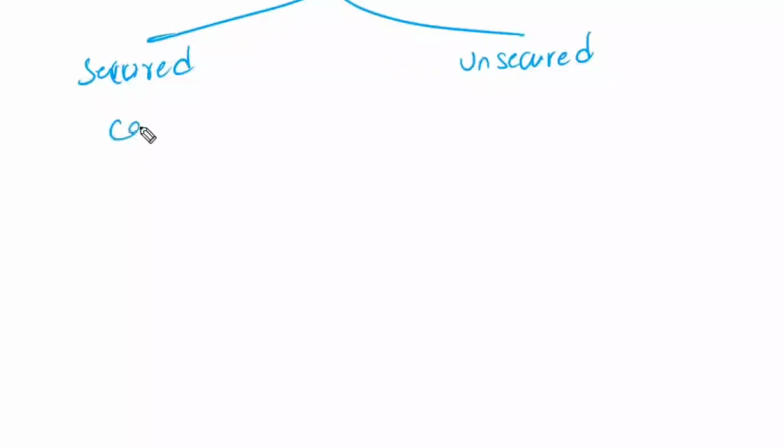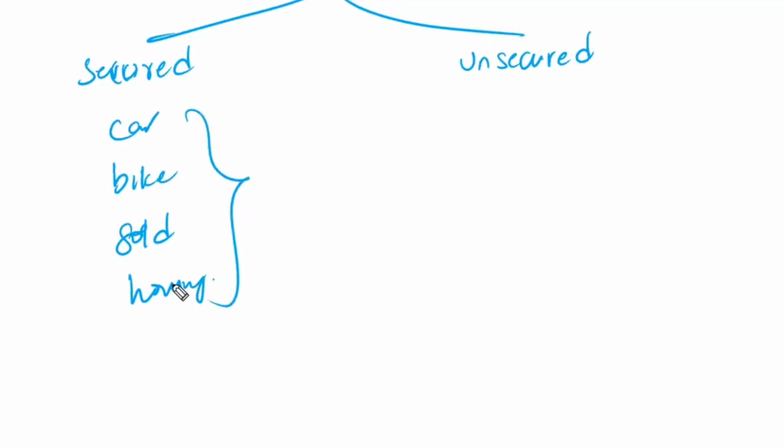Secured loans like car loan, bike loan, gold loan, housing loan, all this comes under secured. If you don't pay, they'll take it off. Car loan, if you don't pay, they'll take the car. If you don't pay the bike loan, they'll take the bike. If you don't pay the gold loan, they'll take the gold into auction. The bank has the right to take that particular property.